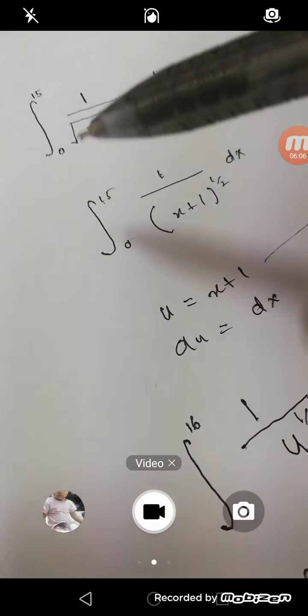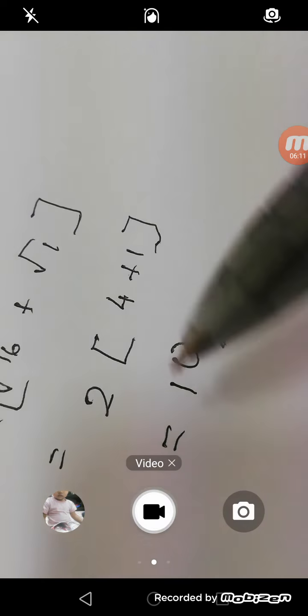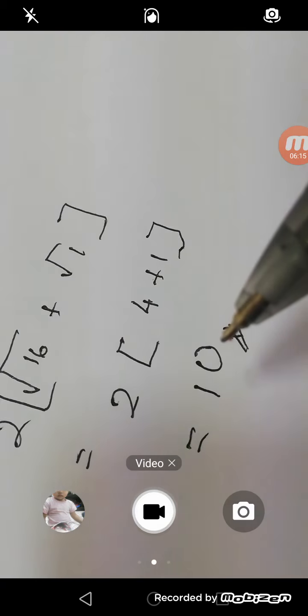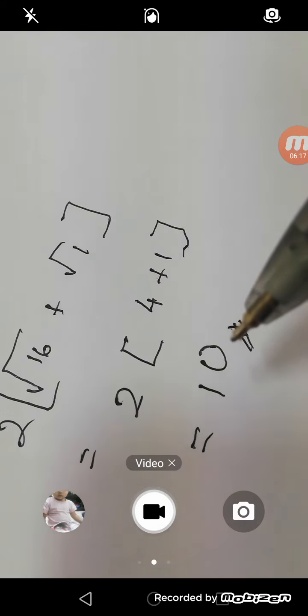So please bear in mind, if you have limits on this part, your final answer is supposed to be in the form of a number or a constant. So you can try the next question, question number 10, to see whether you can understand it or not.